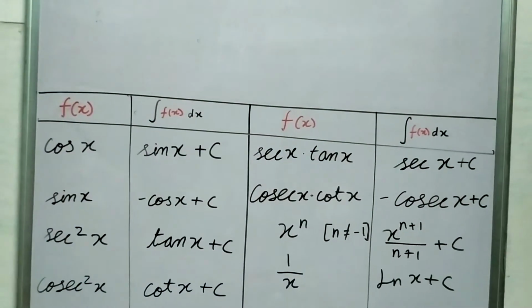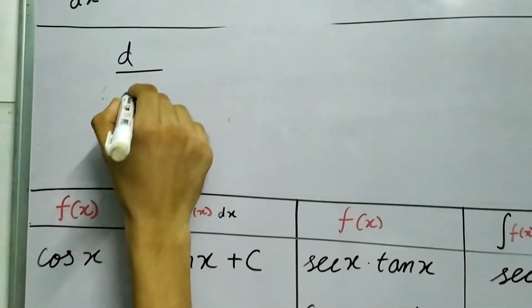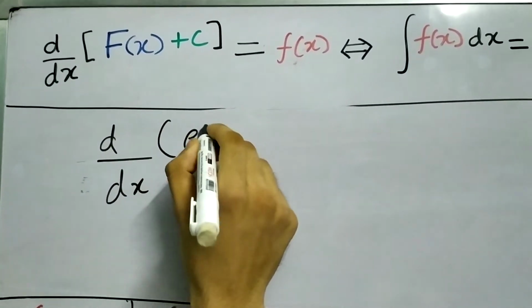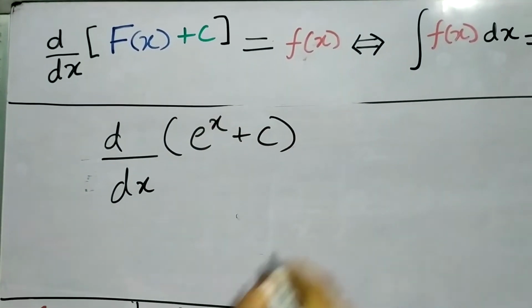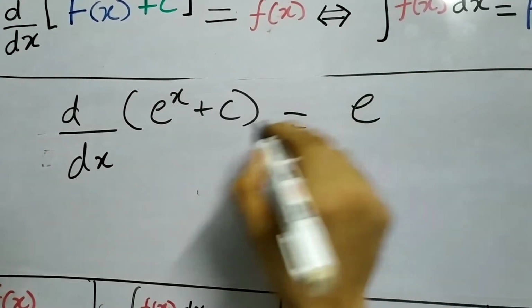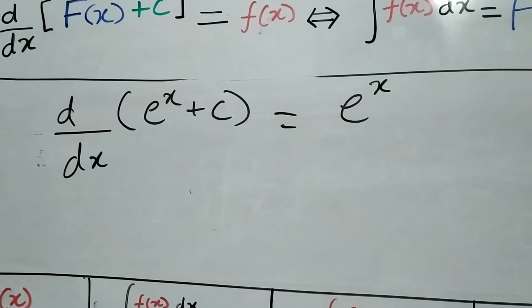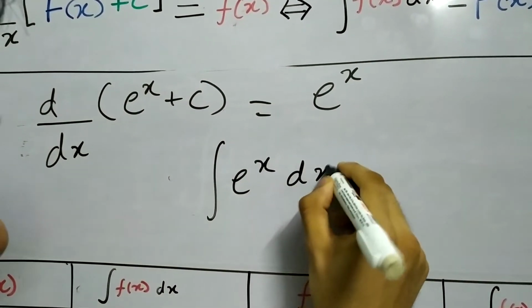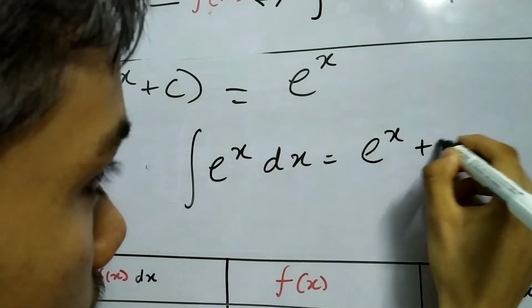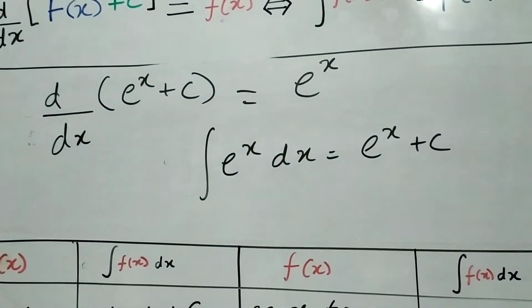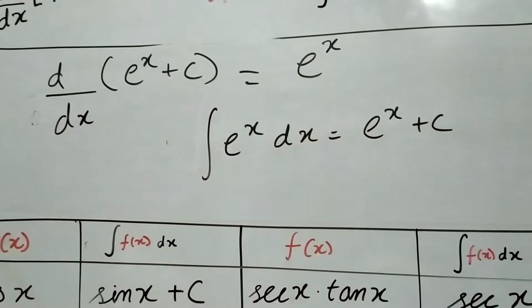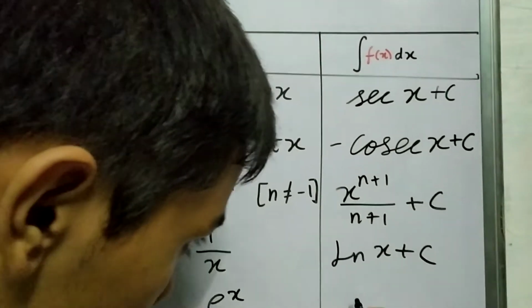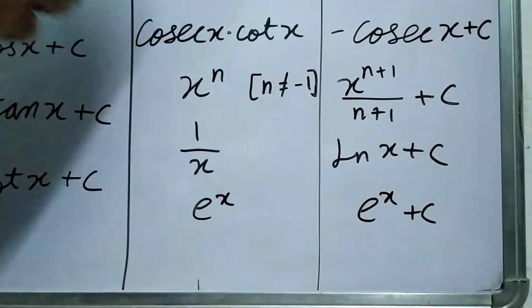Now e to the power x is a special function. d by dx of e to the power x plus c is the same thing as e to the power of x. Alright, so the integration of e to the x dx is also e to the x plus c. So e to the power of x kind of remains the same.